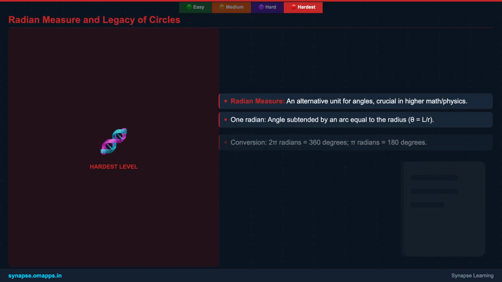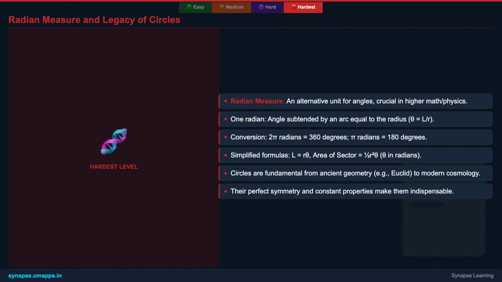Finally, let's briefly look at radian measure, an alternative to degrees crucial in higher mathematics and physics. 1 radian is defined by an arc length equal to the radius, simplifying formulas for arc length and sector area. This unit provides a more natural way to express angles in many contexts.